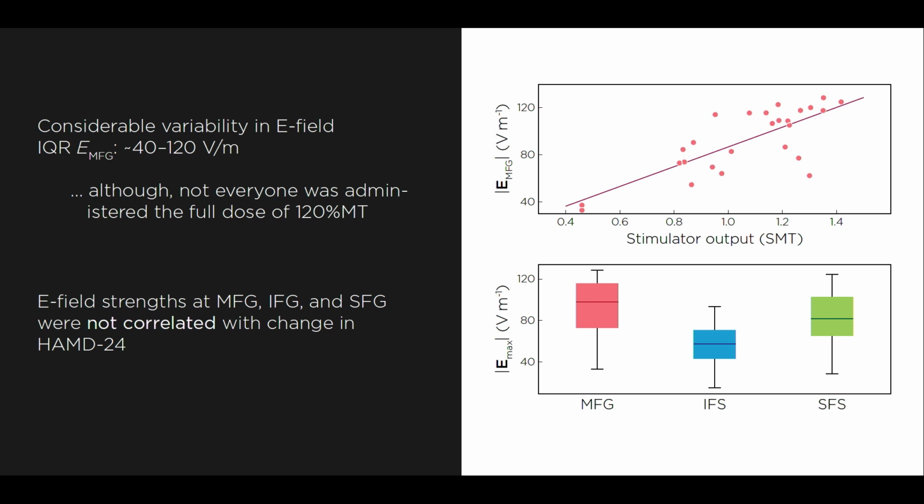If everybody's heads were the same, this line would be perfectly linear, meaning the electric field is linearly proportional to the stimulator output. The fact that you are seeing deviations of these dots off of a diagonal line implies there is a lot of variability across individuals in the induced electric field in the middle frontal gyrus. And so one can use these computational techniques to study dosing of TMS.